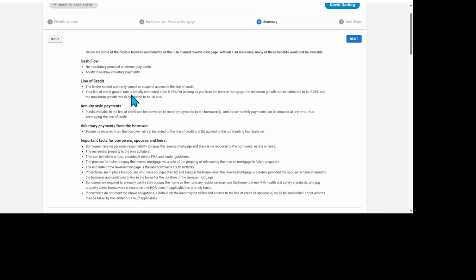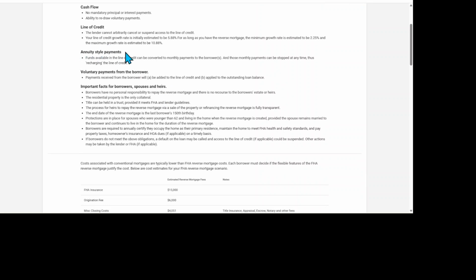Your line of credit cannot arbitrarily be canceled or suspended by the lender just because the market crashes. The only way that line of credit can be stopped or canceled is if the borrower defaults. And typically borrower defaults happen when they don't pay property taxes or insurance or HOA fees on time, or if they move out of the property and turn it into an Airbnb or something like that. So they've got to live in the property as their primary residence, maintain the property to FHA standards, and pay property taxes and insurance and HOA.